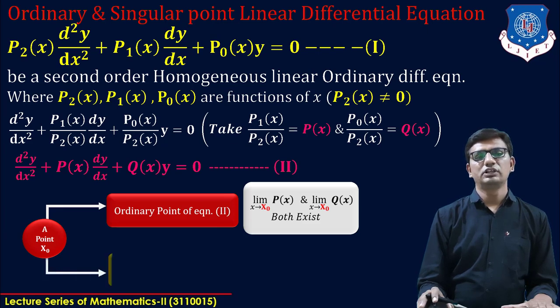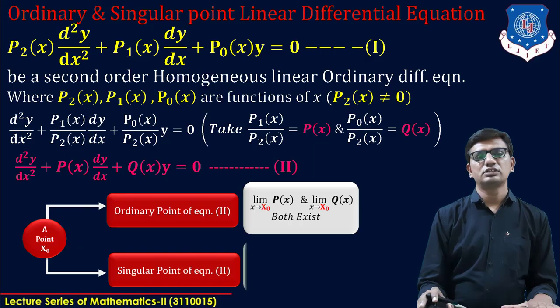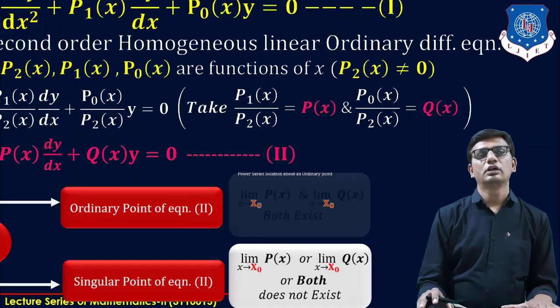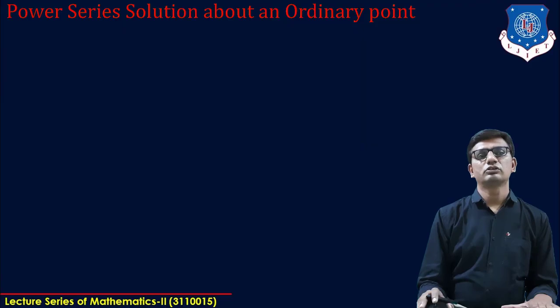If one of the limits, as x tends to x0, of p(x) or q(x), or both, does not exist at x0, then it is known as a singular point. Now we will see the power series solution about an ordinary point.